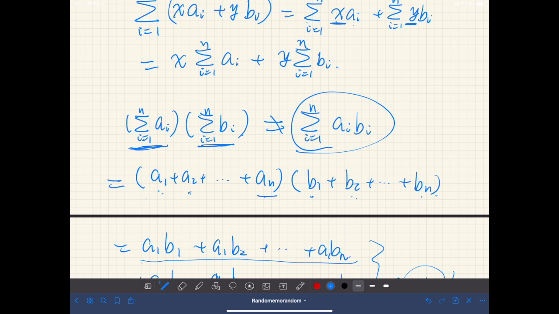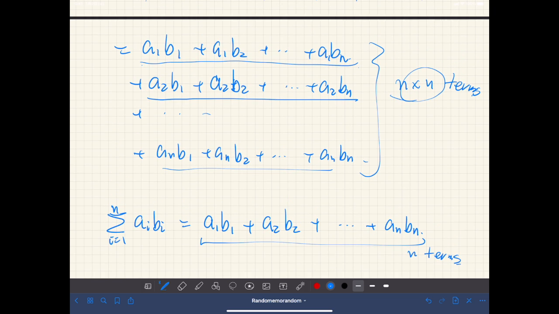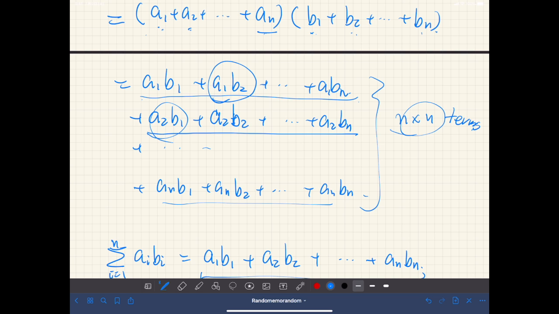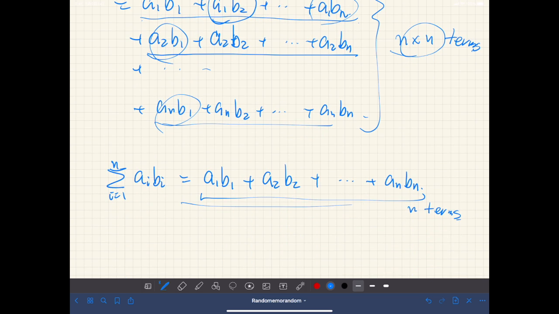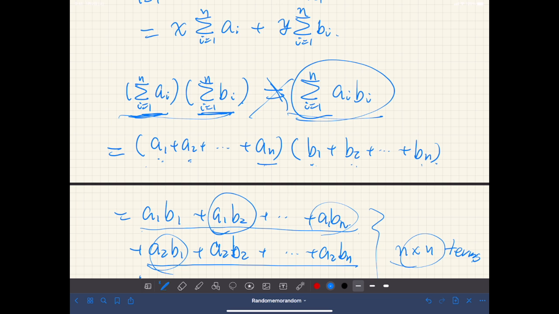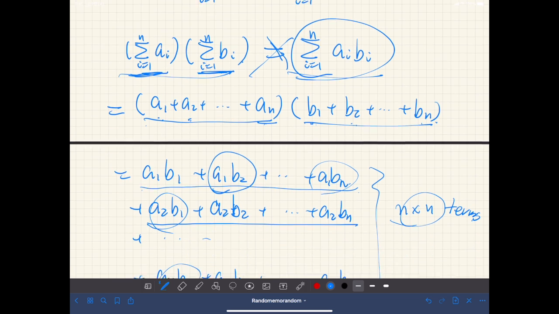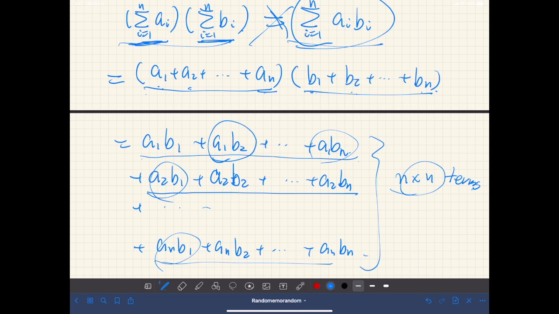However, consider this one. The sum for i from 1 to n of a_i times b_i. This means a1 times b1 plus a2 times b2 plus and so on up to an times bn. There are only n terms. Terms such as this or this or this are missing in this, so these sides are not equal. So don't get confused. If you get lost, just try to expand and see what happens. Always go back to the definition of the symbol.